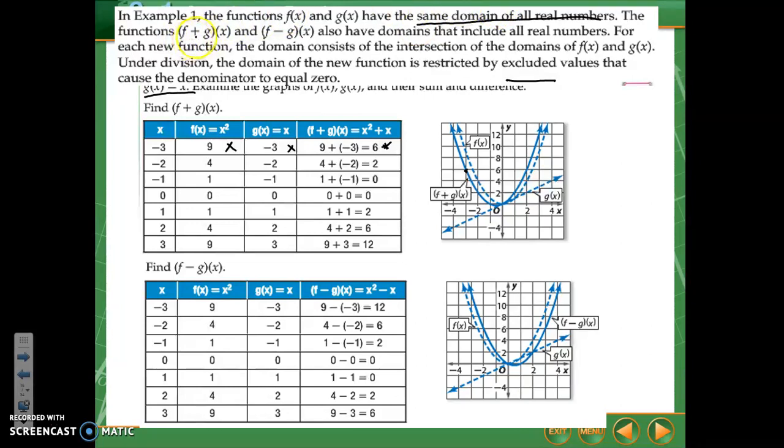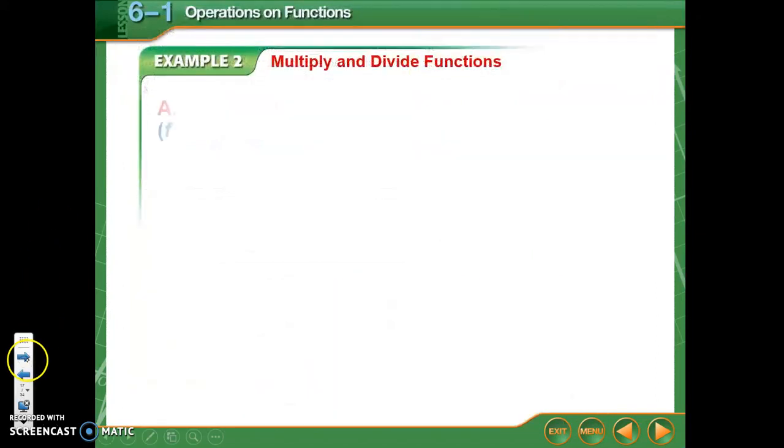My resulting functions, after I added and subtracted them, also had domains for all real numbers. So like I said before, we have to be careful when we divide. We have to make sure that we look at our restriction. What is excluded from our new domain?